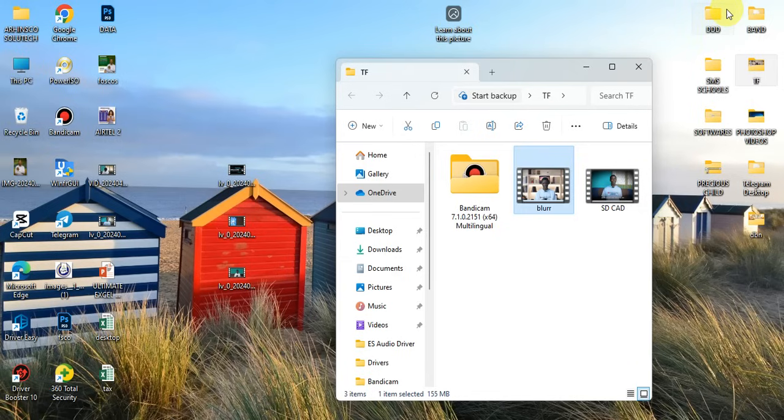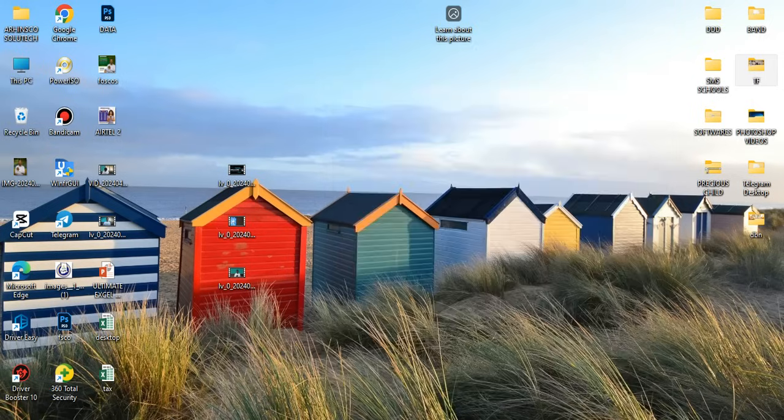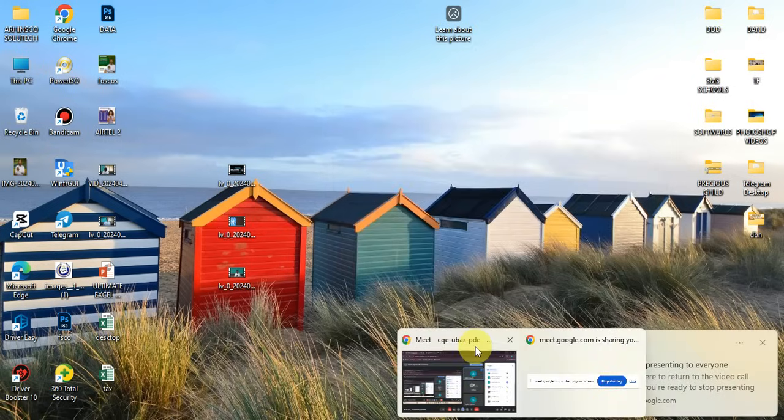Can you all see my computer screen? Yeah.